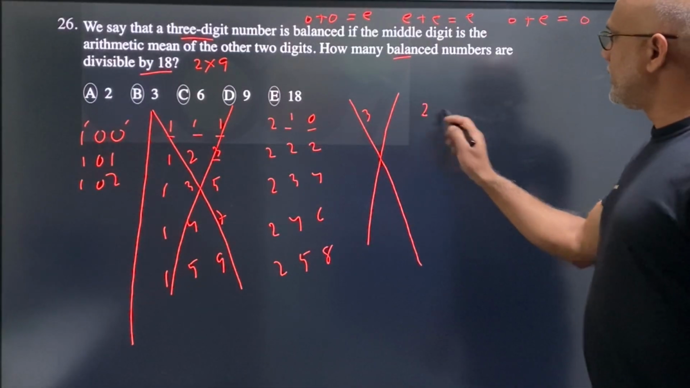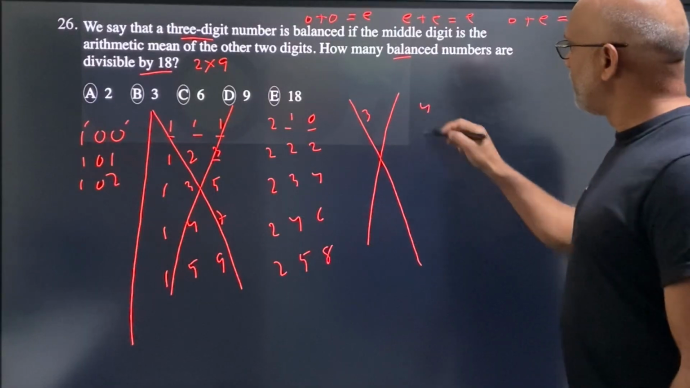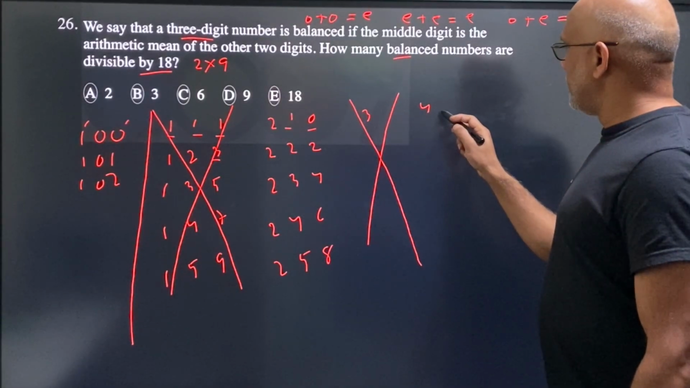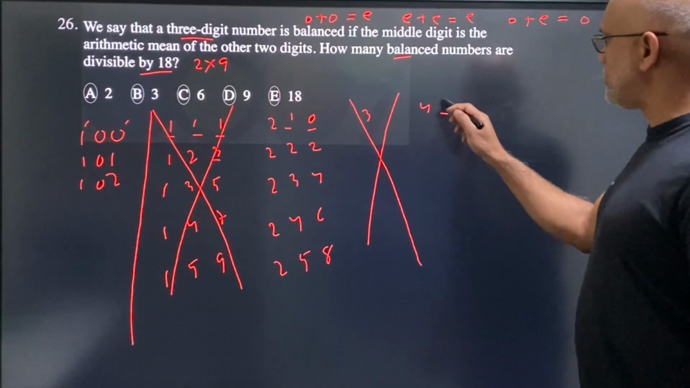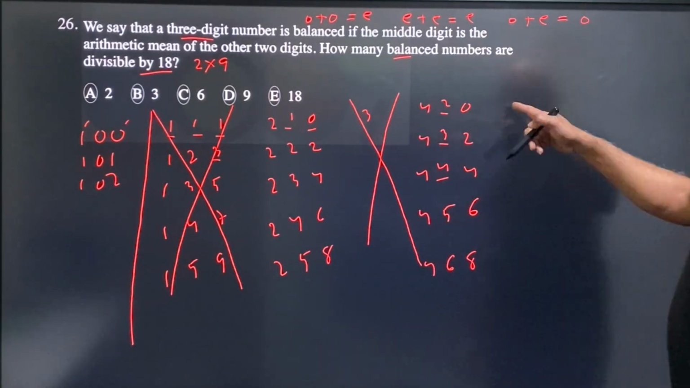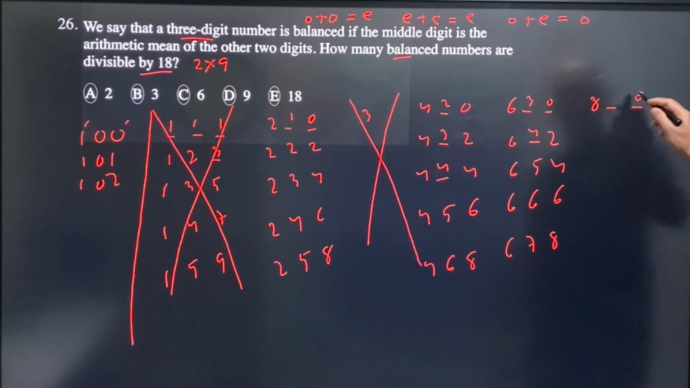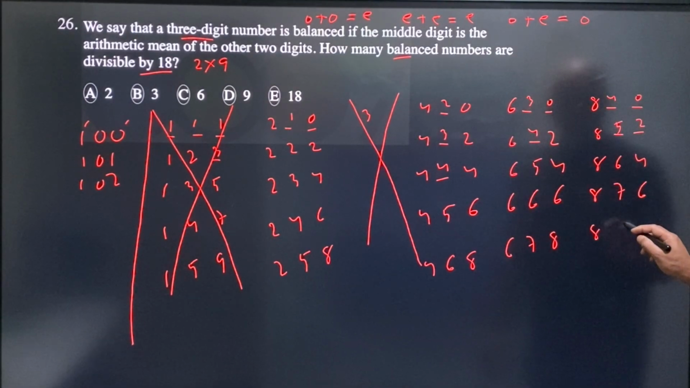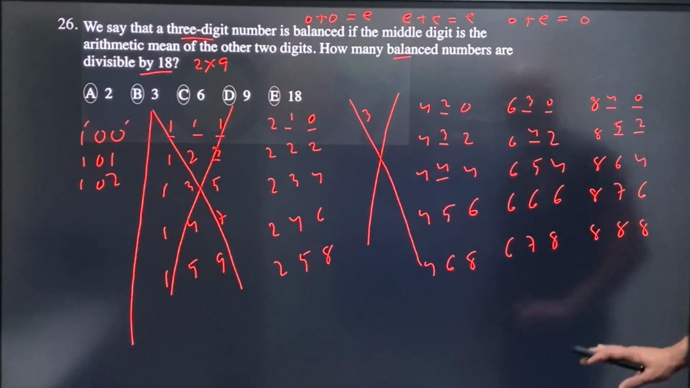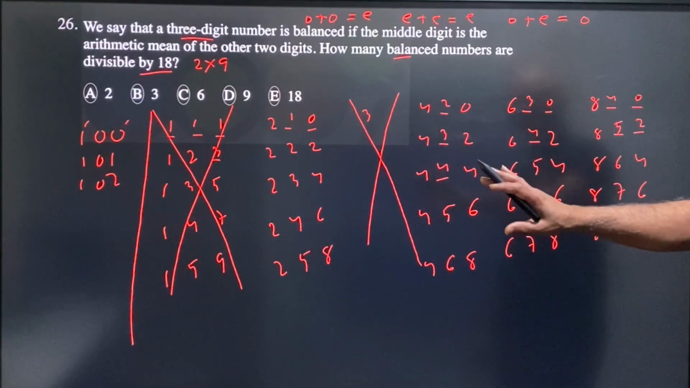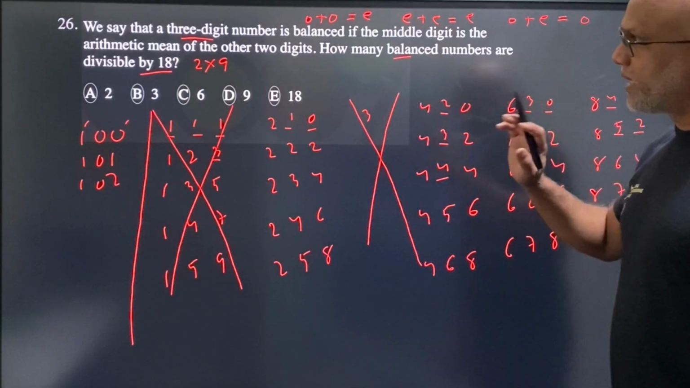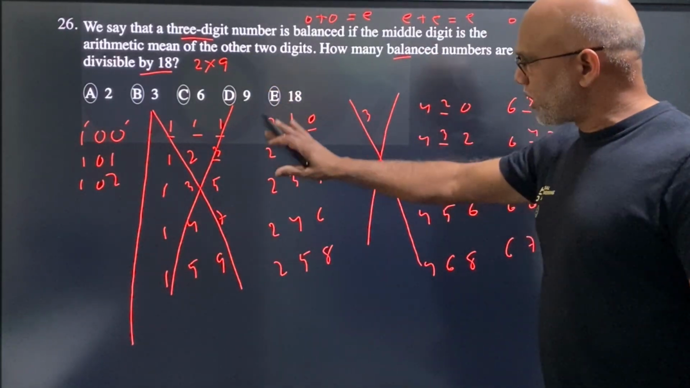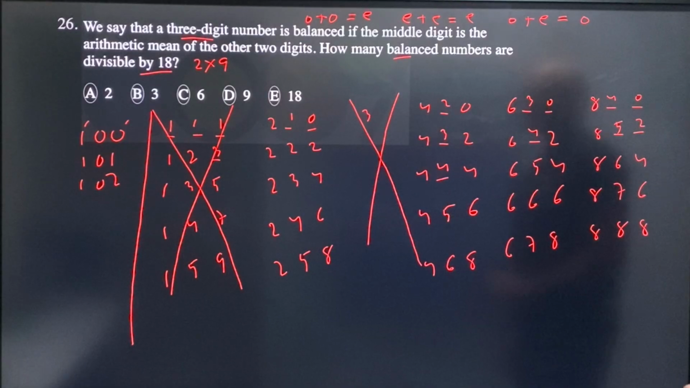So 2, and then 4, something and 0. 4 plus 0 is 4, divided by 2 is 2. Eight, 8, right? And that is it, right? Now, all these are balanced numbers, so that condition we have checked. They are also divisible by 2 because we have kept only the even numbers, right?